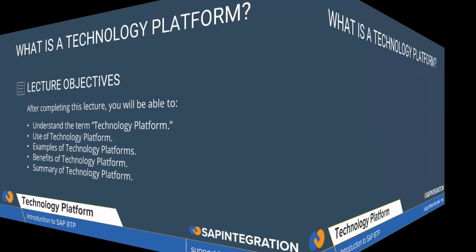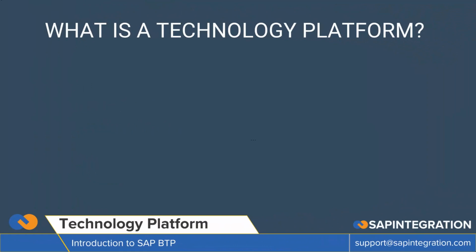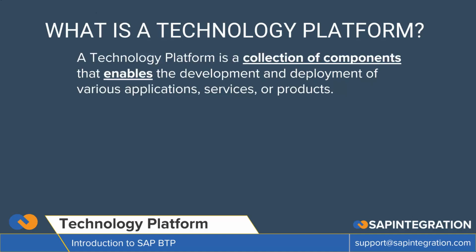Onward we go. First, let's understand the definition of the term technology platform. So let me give you a definition first for you to digest, then we'll go into the topic. A technology platform is a collection of components that enables the development and the deployment of various applications, services, or products. You can think of this as a very simple definition for explaining to somebody what a technology platform is.